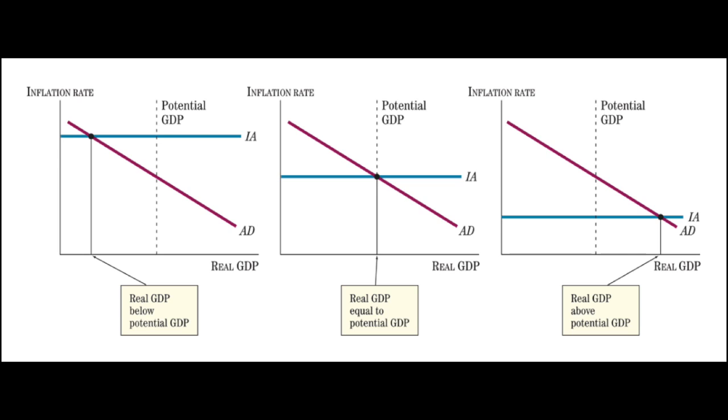This figure illustrates the determination of the level of real GDP and the inflation rate. The intersection of the IA line with the AD curve determines the equilibrium of real GDP and inflation in the economy.